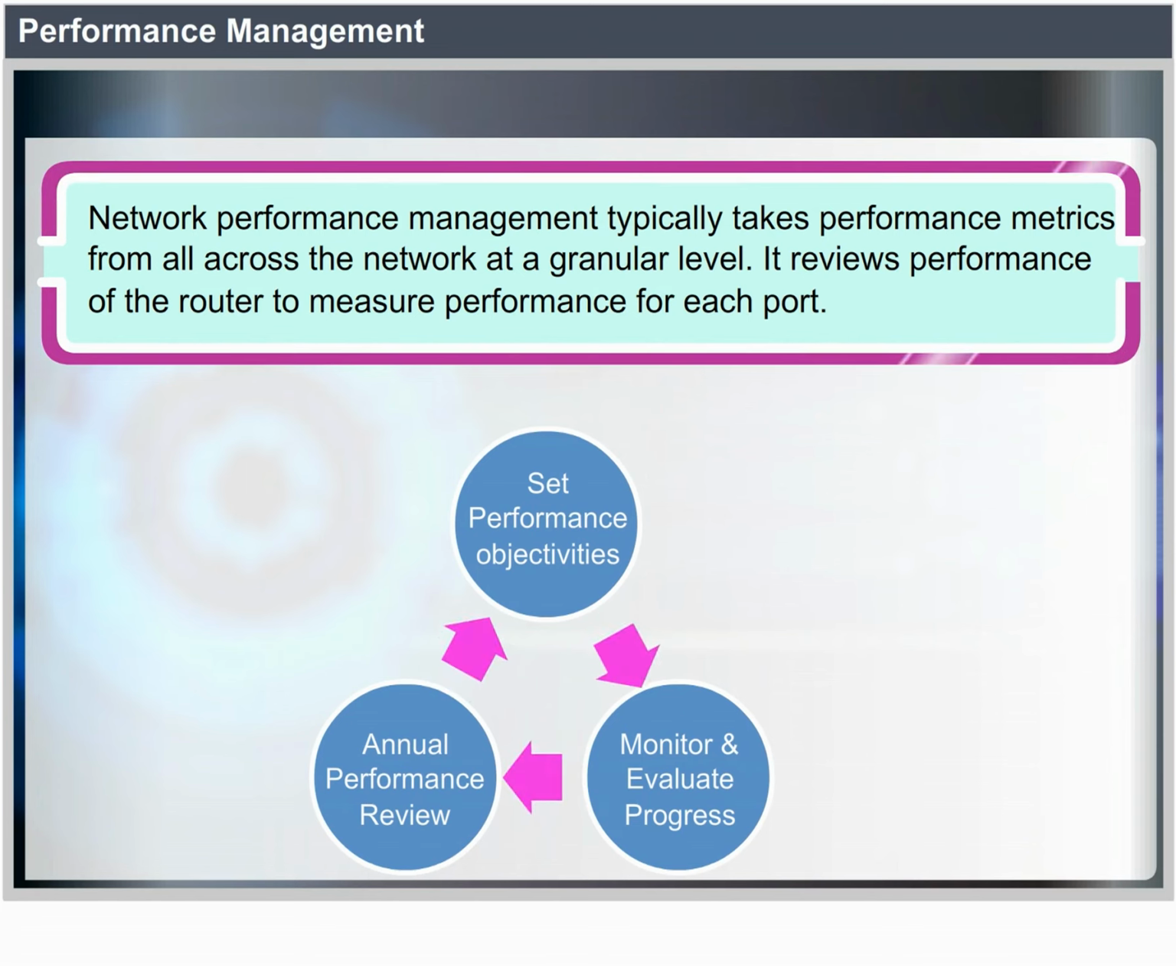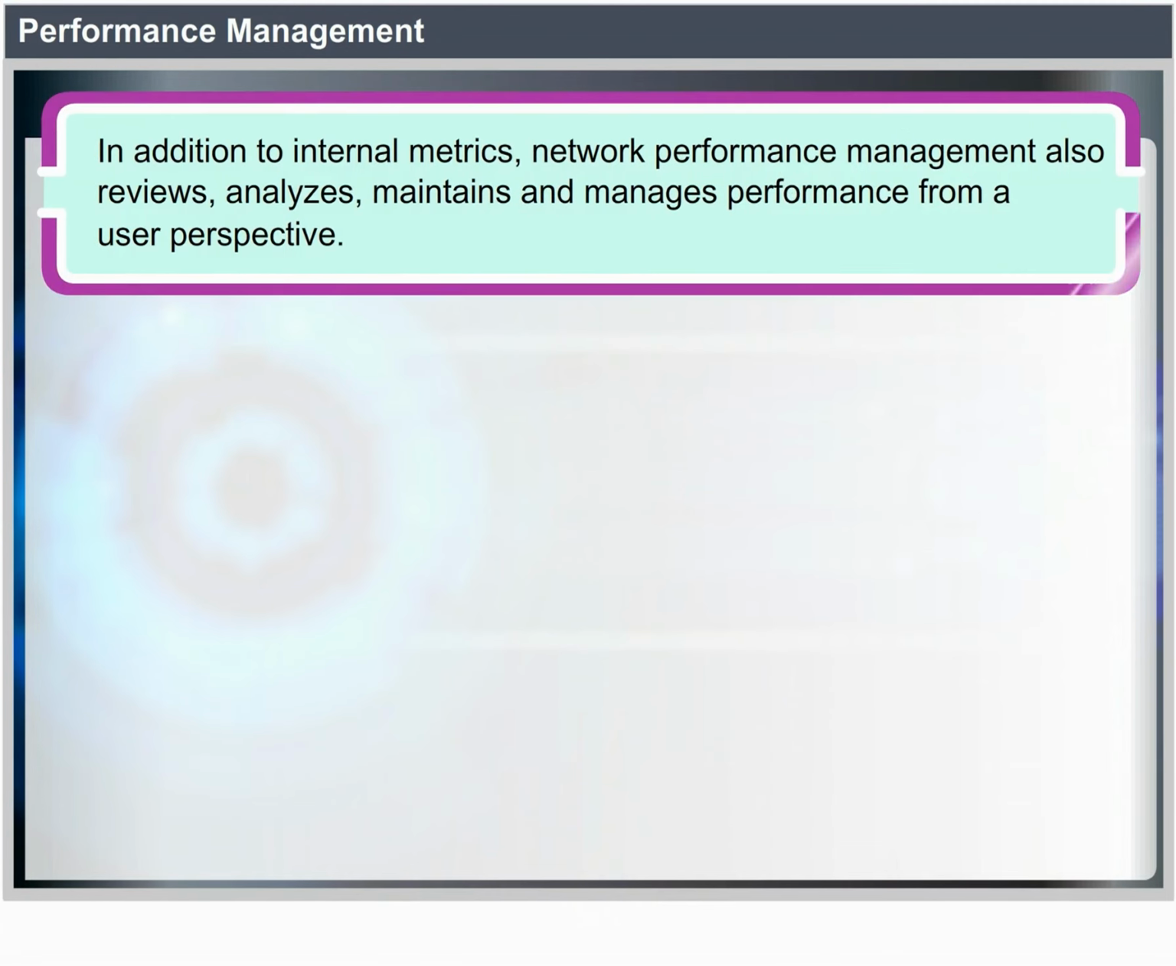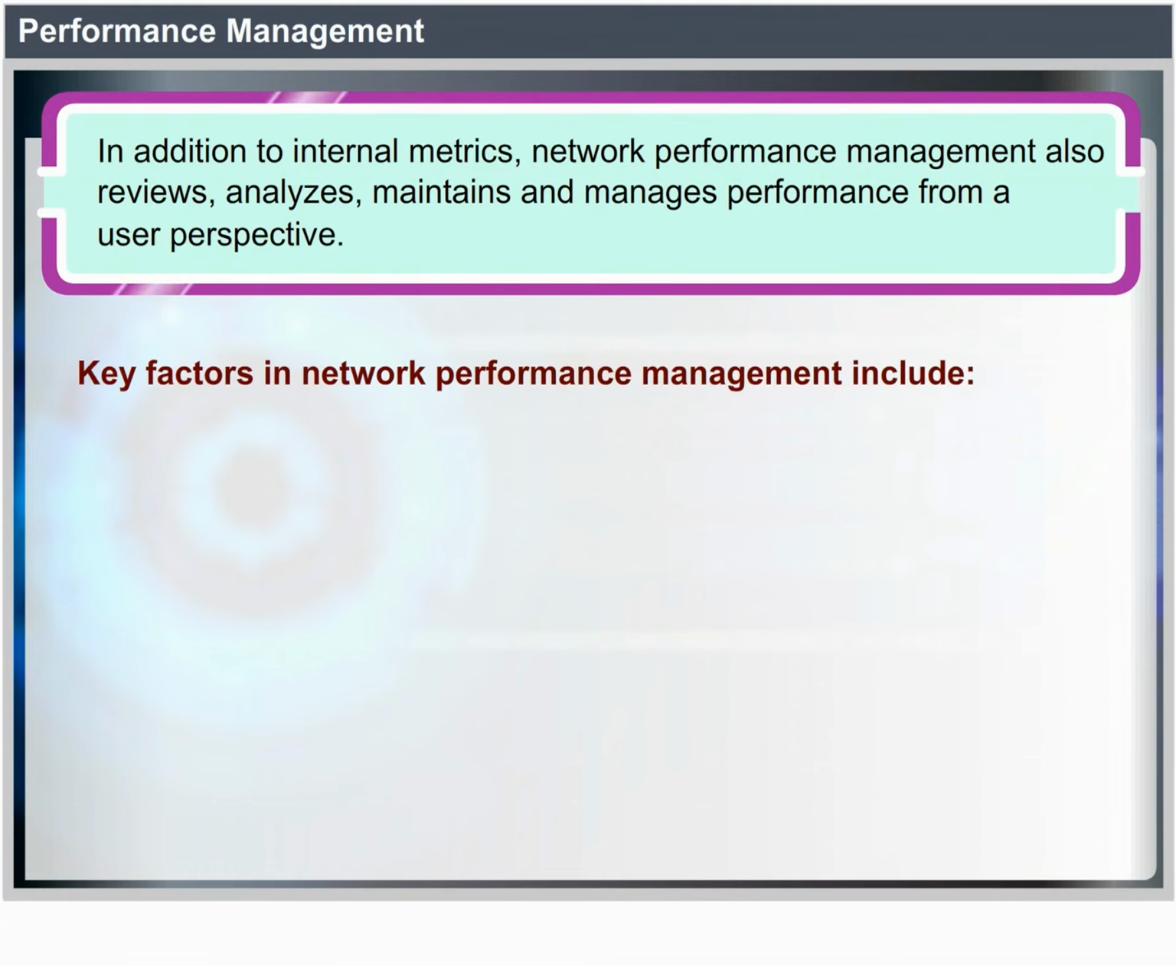Network performance monitoring processes help in identifying performance bottlenecks, whereas network performance management ensures that problems are mitigated and the network is restored back to the required performance level. In addition to internal metrics, network performance management also reviews, analyzes, maintains, and manages performance from a user perspective. Key factors include network delays, packet losses, throughput, packet transmission, error rate.